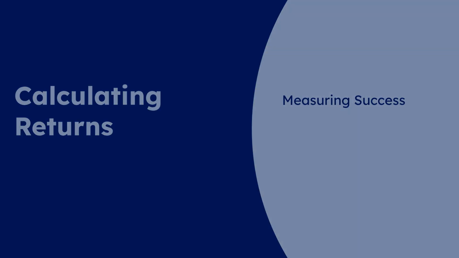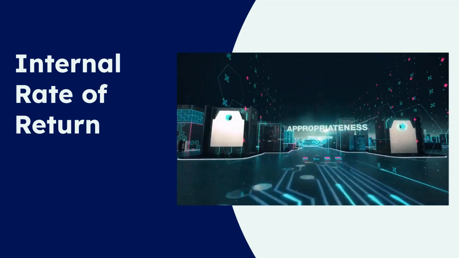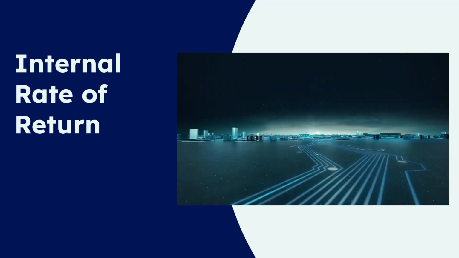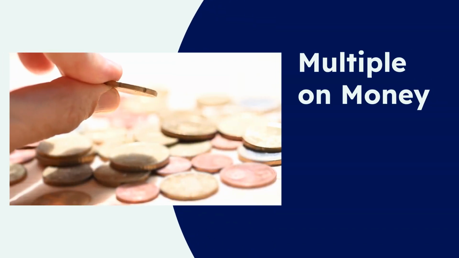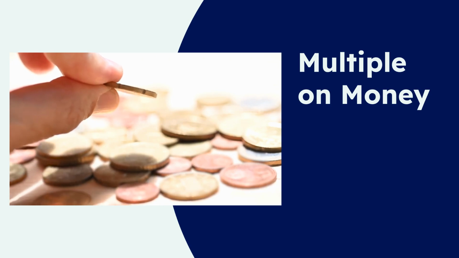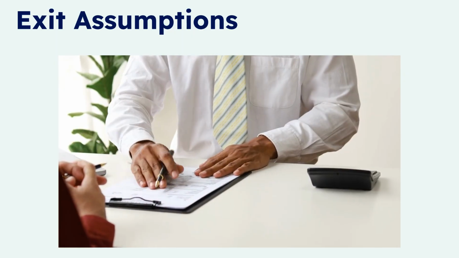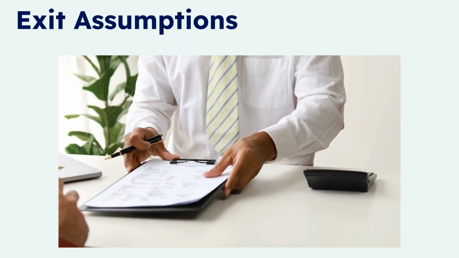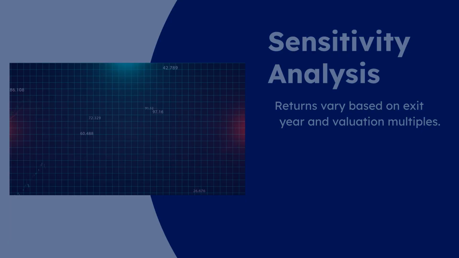Once the financial projections are in place, the ultimate goal is to calculate the key return metrics for the private equity deal. The model contains the calculations of the internal rate of return, or IRR, which measures the annual rate of return on the investment. It'll also calculate the multiple on money, or MOIM, indicating how many times the initial investment is returned. The calculation involves linking exit assumptions, such as the exit multiple, with the projected equity value at the time of sale. It's important to demonstrate how returns are sensitive to the exit year timing and changes in valuation multiples.